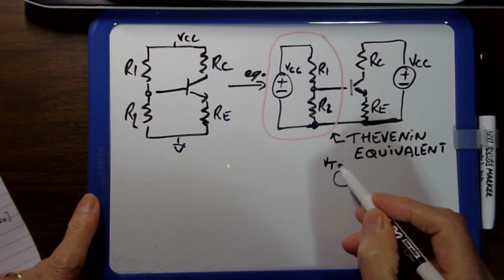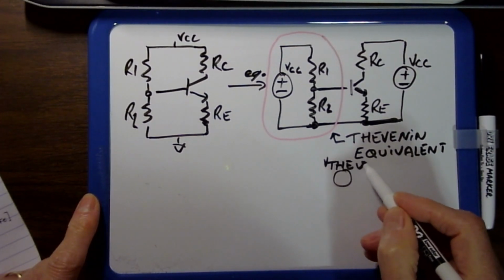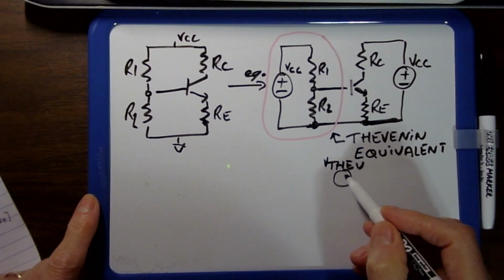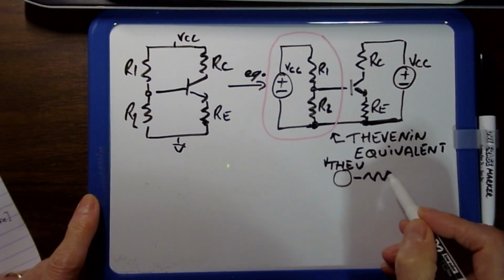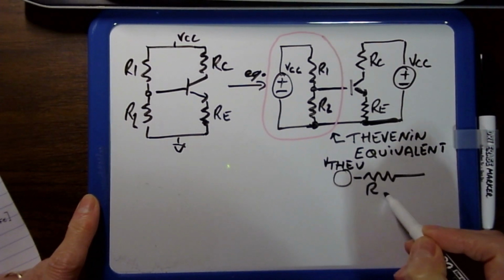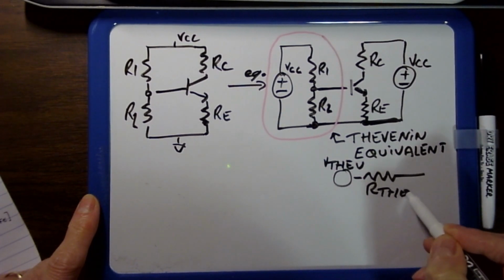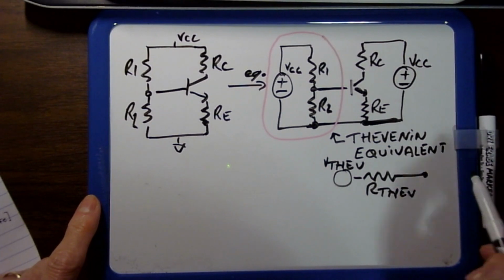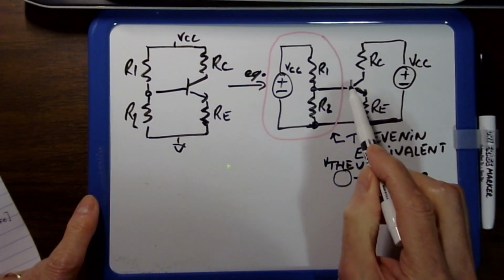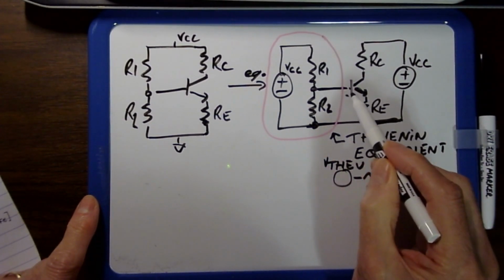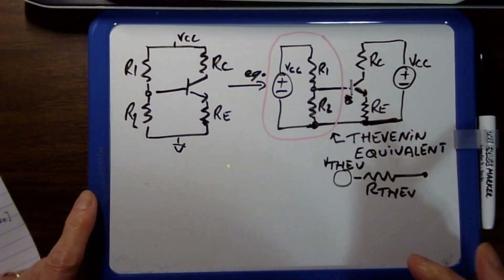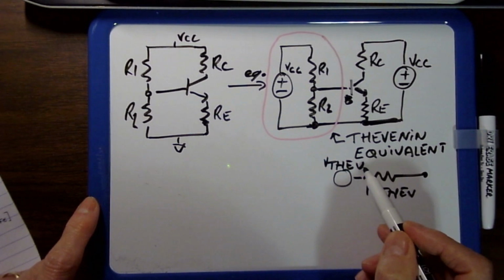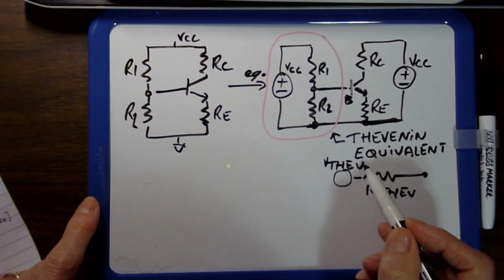it's going to be VTEV, which is a voltage source, and it's going to go into an RTEV, which is the equivalent resistance. And then you connect that to the rest of your circuit. In our case, we're going to connect to the base here. Okay, so how do you compute VTEV?